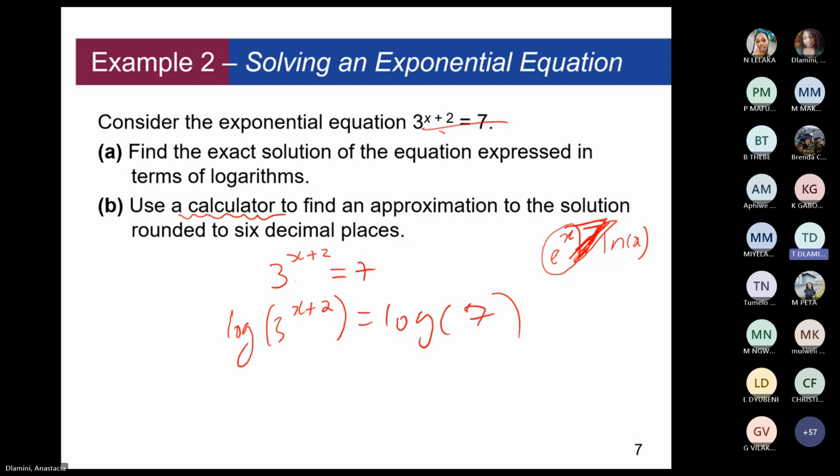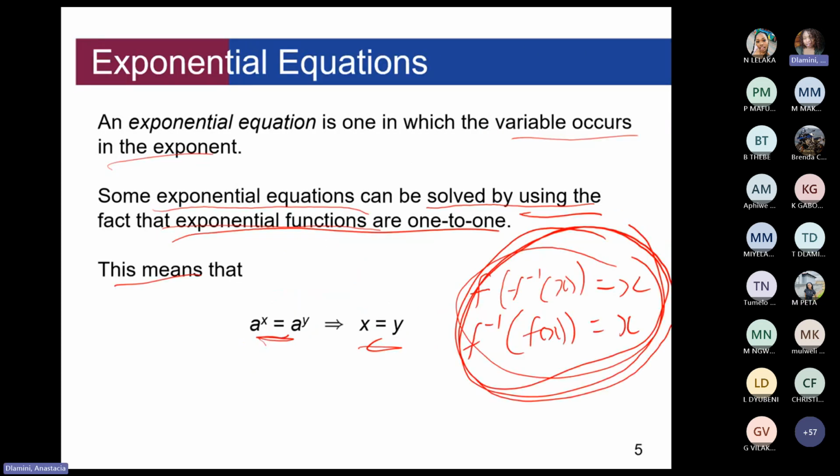We use ln because there's an e to the power of x. Yes, because we know that the inverse of e is ln. And if there was an ln here, let's say I give you an equation with an ln, then you have to go and use an e to cancel out, because of the inverse property. But here, because of one-to-one, this one requires us to use log, not ln.